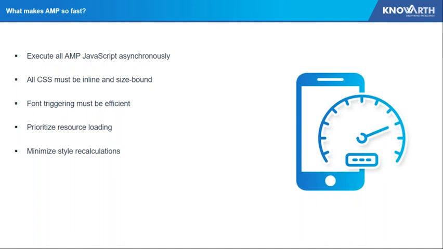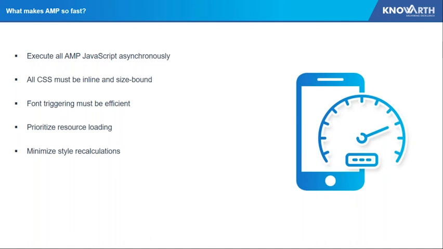Another point is, all CSS must be inline and size bound. In short, this means that CSS cannot be larger than 50K, and it has to be inline in the HTML. So if you are using a particular CSS framework like Bootstrap, then you may have to change your website in an AMP-specific way.